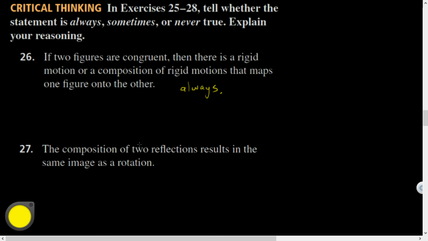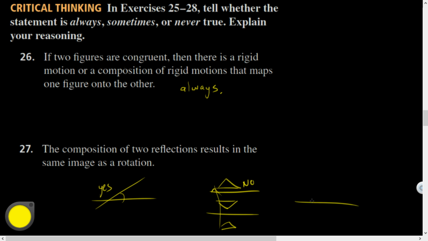And then let's see, the composition of two reflections results in the same image as a rotation. Now, yeah, sometimes, in the times when the lines of reflection happen to intersect, then yes. But if the lines were parallel, then no, that ends up being a translation, not a rotation. So it would not have been true in this case. And then if you happen to reflect it over the same line and then back onto itself, that also would have been no. So the answer here is sometimes.